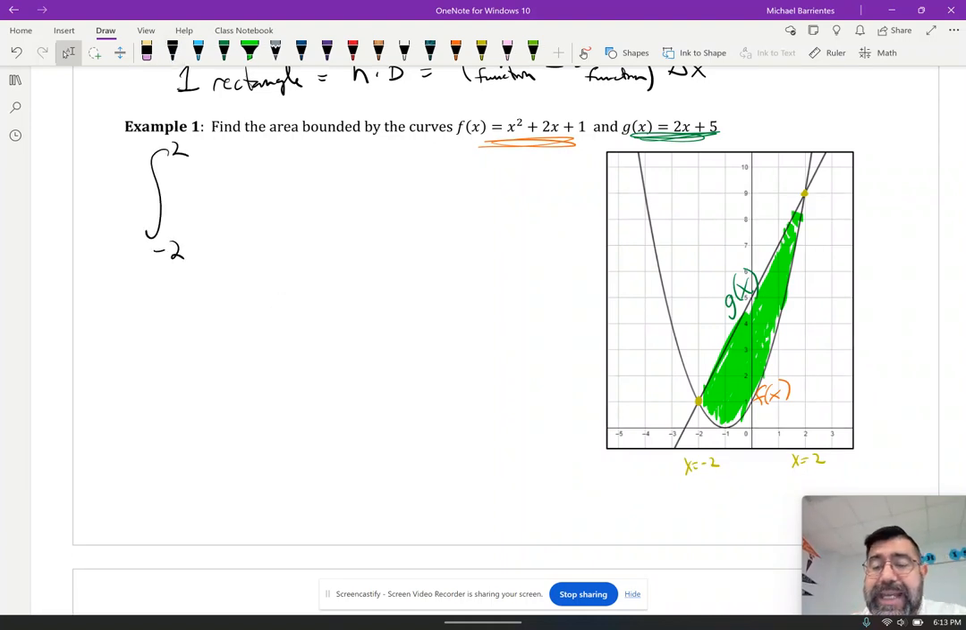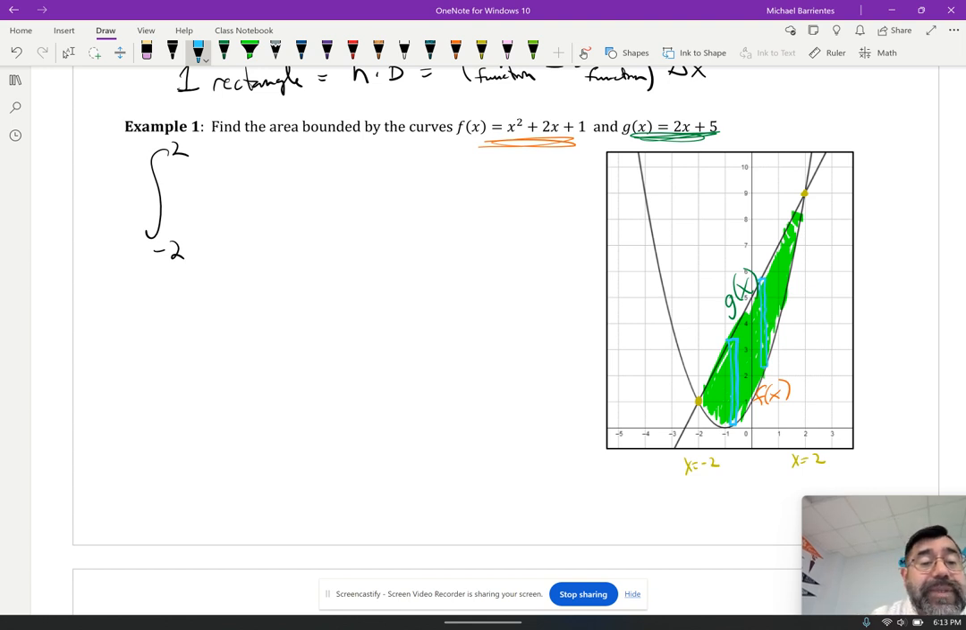But let's check. In that interval between negative 2 and 2, is one function always the top and the other function always the bottom? So if I were to draw a representative rectangle, and I'm just going to pick a random place and draw a rectangle here, is the top part bounded by the same function forever in here? So if I do another rectangle in another random place, is the top part always the same function? Yes, it's always g of x. And is the bottom function always the same boundary function? Yes, it's f of x.